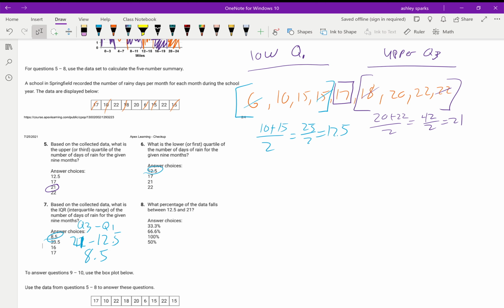And our next one, what percentage of the data falls between 12.5 and 21? So if we almost think about this visually, right? 12.5 would land about here, and 21 is about here. And that's about half of my data. That's what these upper quartiles give you, is what would fall between those two brackets. There's some outliers on either side, but it captures about 50% of the data.